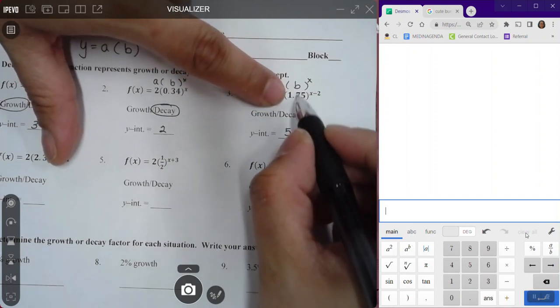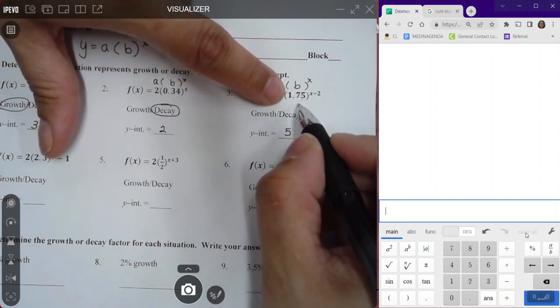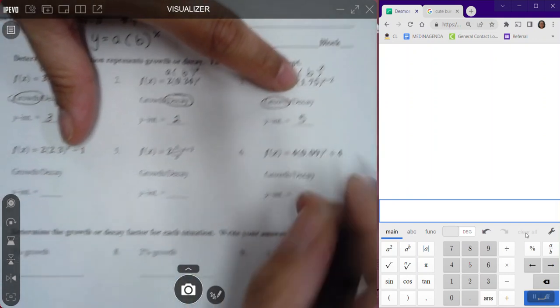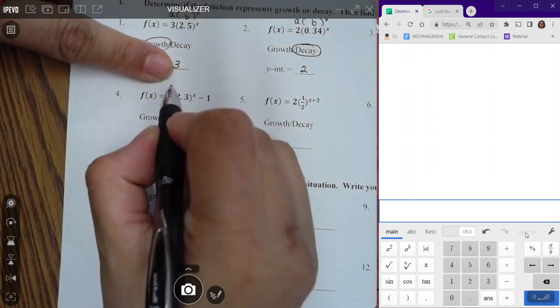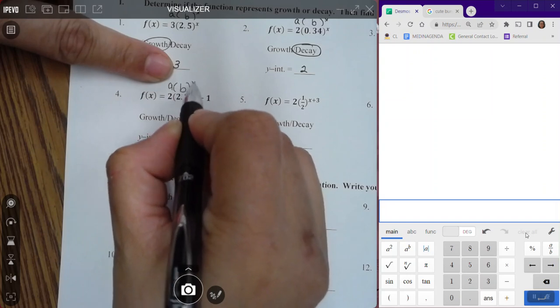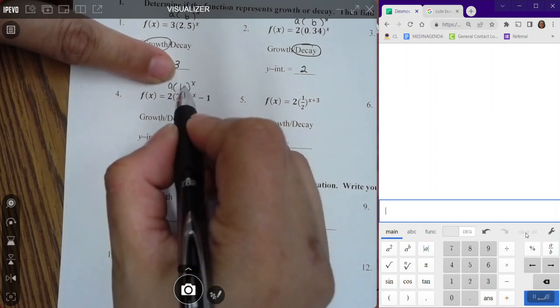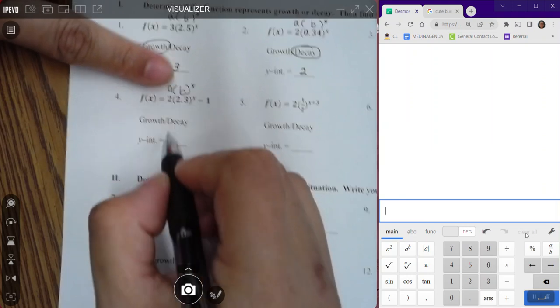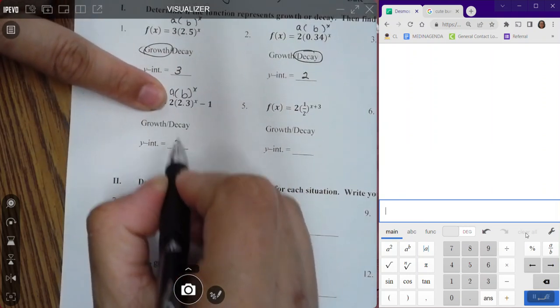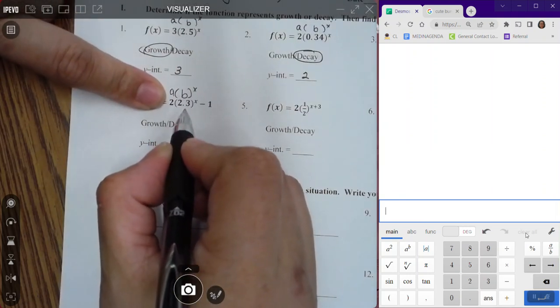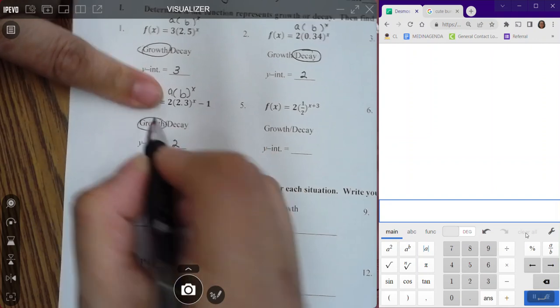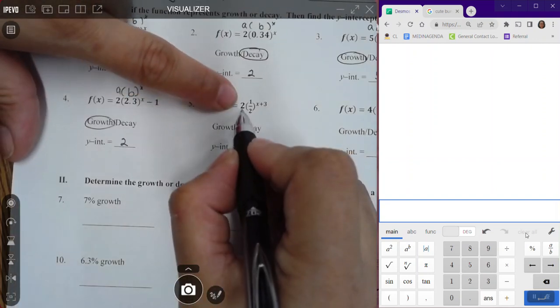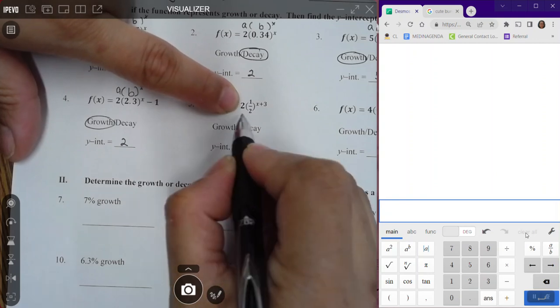And now look at your factor, 1.75. Is it greater than 1? Yes, growth. Okay, a, b to the x, and then a minus 1 afterwards. But we're interested in this part right here. The y-intercept is the a value. Looking at your factor, 2.3, is it greater than 1? Yes, growth.